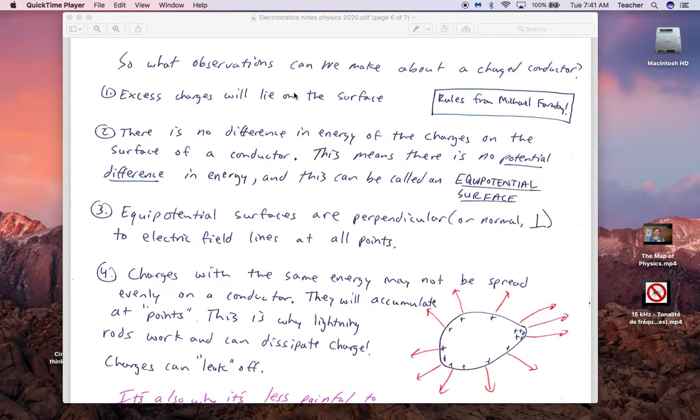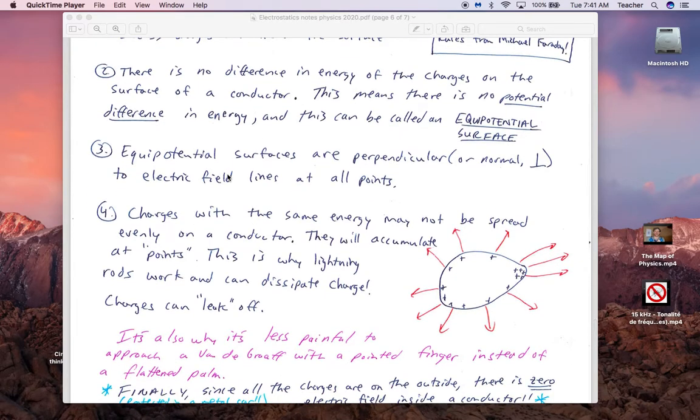So, observations about a charged conductor. Excess charges will always lie on a surface. So the excess charges on the Van de Graaff are on the outside of the Van de Graaff. There's no difference in energy of the charges on the surface. That means it's equal energy. If there was a difference, they would push each other to a different spot immediately, pretty much, because it's a conductor. Three and four, not super important.